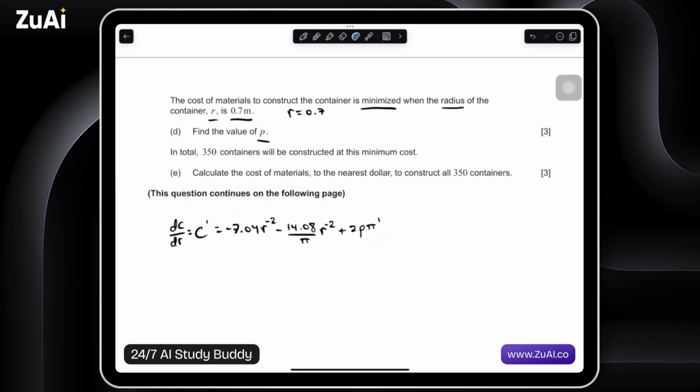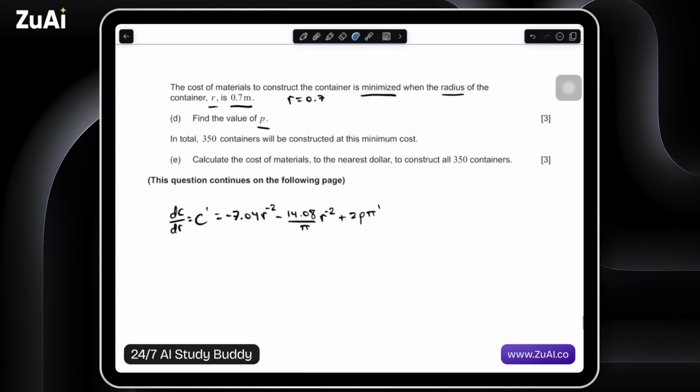So the cost of the materials to construct the container is minimized when the radius of the container is equal to 0.7. It's a good question. I think it is.